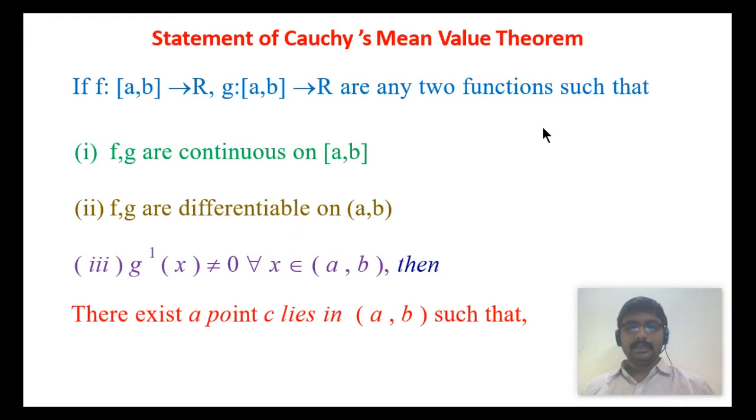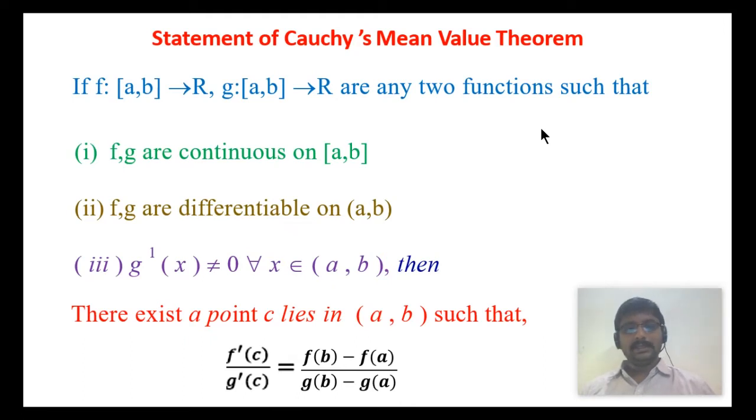Then there exists a point c in open interval (a, b) such that f'(c) upon g'(c) is f(b) minus f(a) upon g(b) minus g(a). It is the statement of Cauchy's mean value theorem.